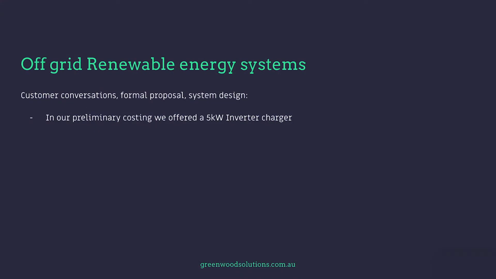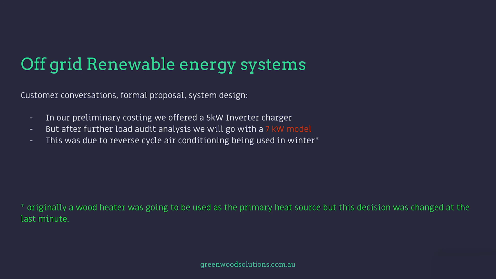In this case, the customer has decided to go down the AC coupled route. For Plan B type of designs where the customer's budget is fairly high, you'd ideally go for an AC and a DC coupled combined system to cover all bases. In our preliminary costing, we offered a 5 kilowatt inverter charger, but after further load analysis, we will go with a 7 kilowatt model, and this was due to the reverse cycle air conditioning being used in winter.